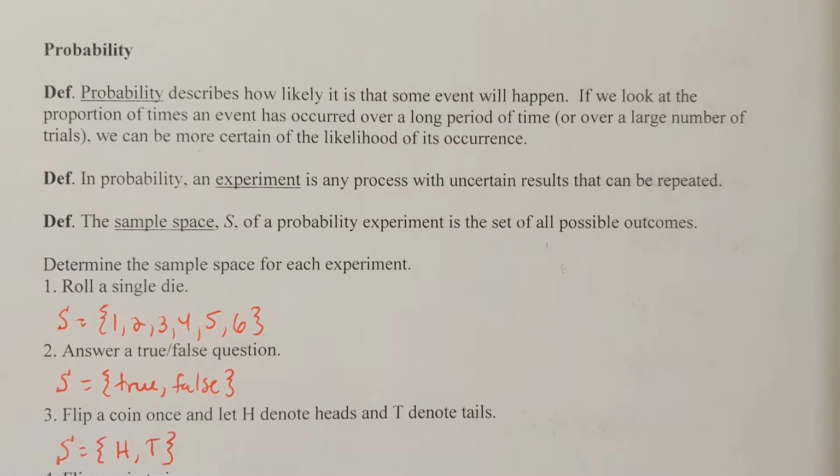Okay? In probability, an experiment is any process with uncertain results that can be repeated. So if you flip a coin, or if you roll a die, those are all things that can be repeated. The sample space, which we'll call capital S, of a probability experiment, is the set of all possible outcomes.